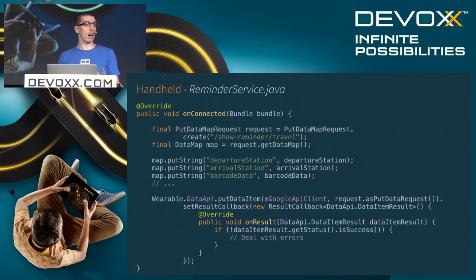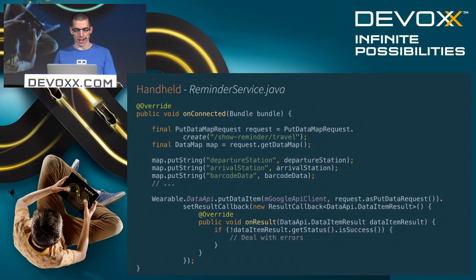Data is stored on a key-value basis. So here I want to pass some data like the departure station, the arrival station, the barcode data, and the time at which I'm leaving, etc. The seat where I have to sit, the carriage, and stuff like that. And once I have my data map prepared, I can send it to the wearable. This is done thanks to the wearable API, data API.